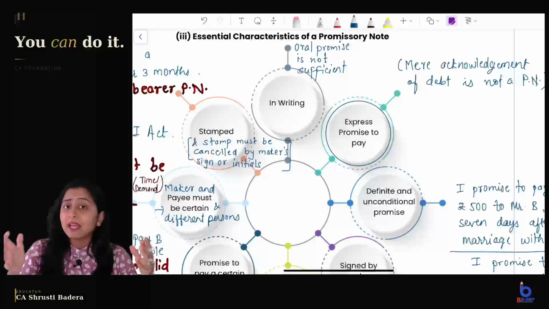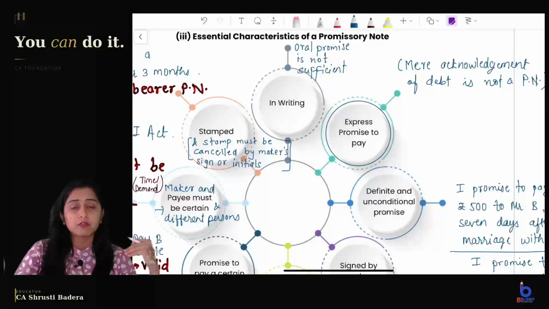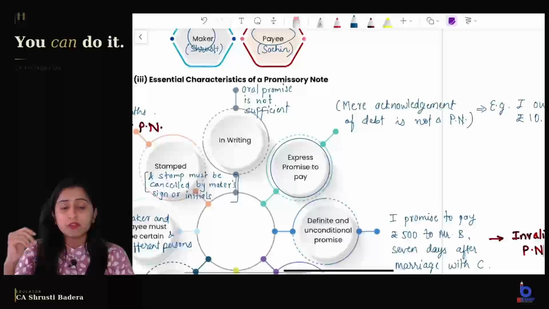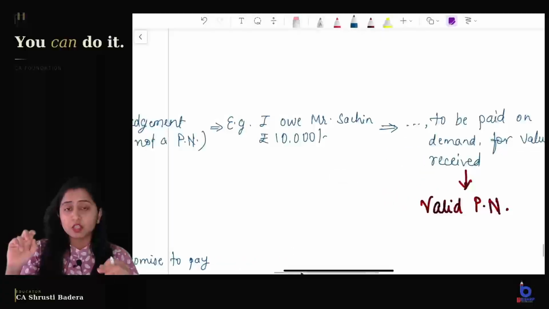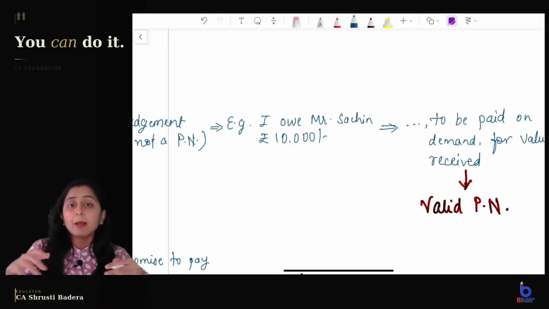Such questions can be asked for 2 marks or 3 marks or 5 marks. Different sub questions will be there and you will be tested here. So pay attention. Express promise to pay. Mere acknowledgement of debt is not a promissory note. Say for example, I say, I owe Mr. Sachin rupees 10,000. I am acknowledging the debt, but that is not a valid promissory note.